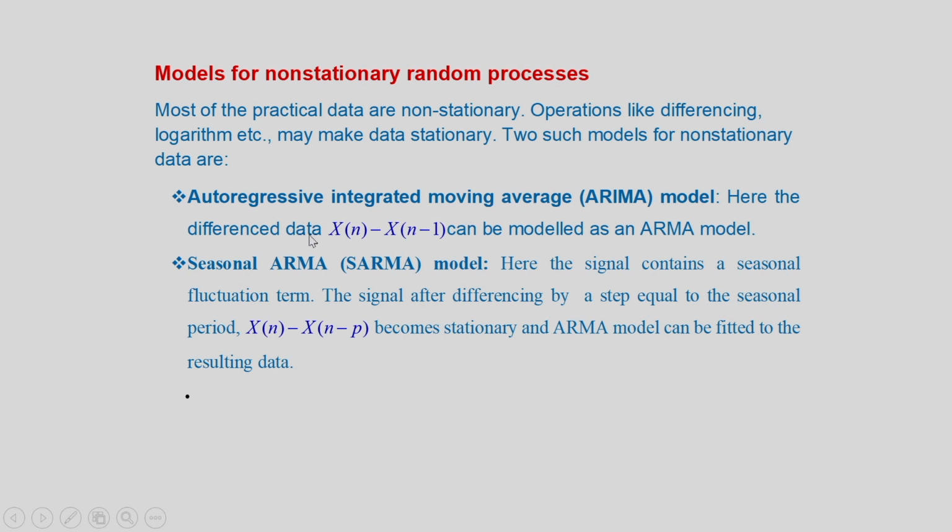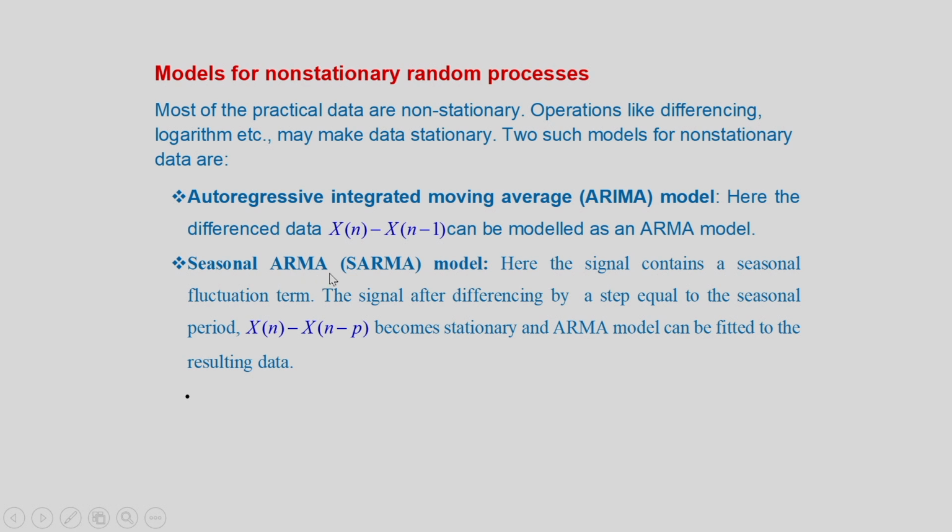Here the difference data x[n] minus x[n minus 1] can be modeled as an ARMA model. After differencing, this data will be fitted into an ARMA model. That model includes integration, therefore, after differencing it becomes an ARMA model.